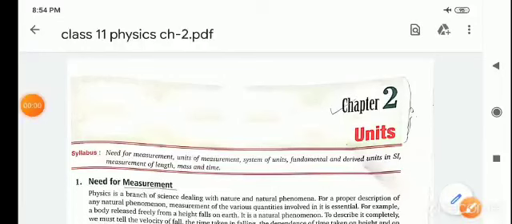Good morning everyone. In this video, we will study about units. In physics and metrology, units are standards for measurement of physical quantities that need clear definition to be useful. Important point is measurements.